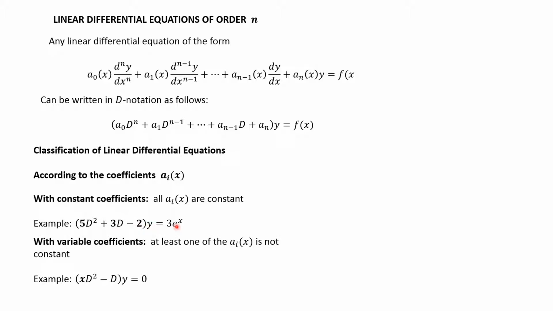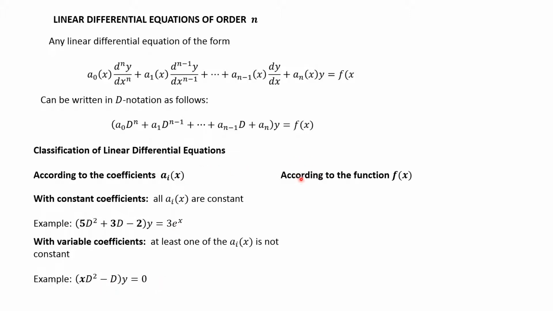Now, a linear differential equation can also have variable coefficients. Here, at least one of the aix is not constant. So in this case, x D squared minus D, x here is a variable, and it's now considered as a linear differential equation with variable coefficients.